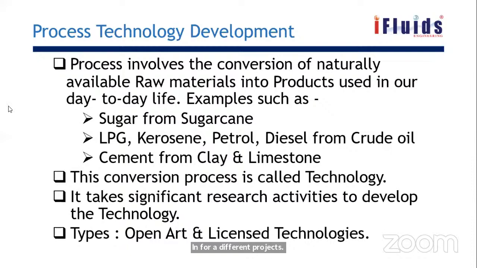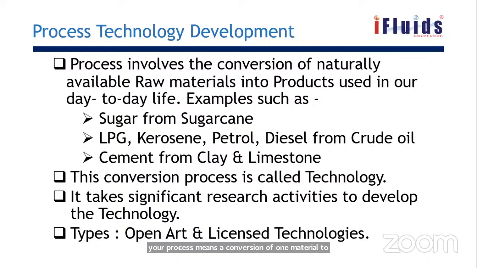So first, the process technology development. The first slide is process technology development. A process involves the conversion of naturally available raw materials into products used in our day-to-day life. Examples are sugar from sugarcane, LPG, kerosene, petrol, diesel from crude oil, and cement from clay and limestone. So generally, a process means a conversion of one material to another material through a set of steps.